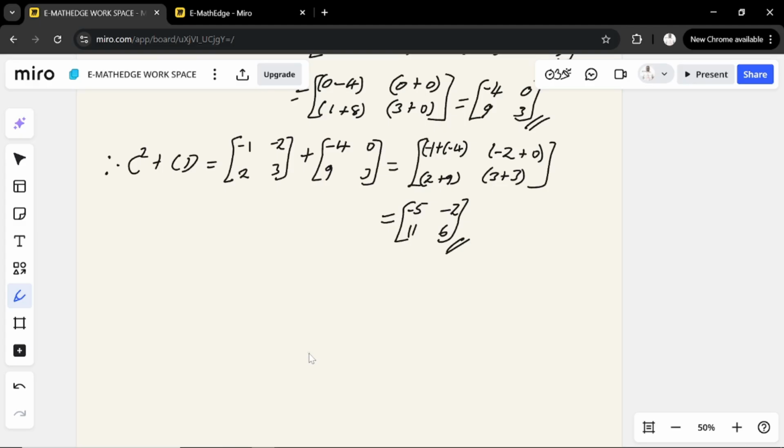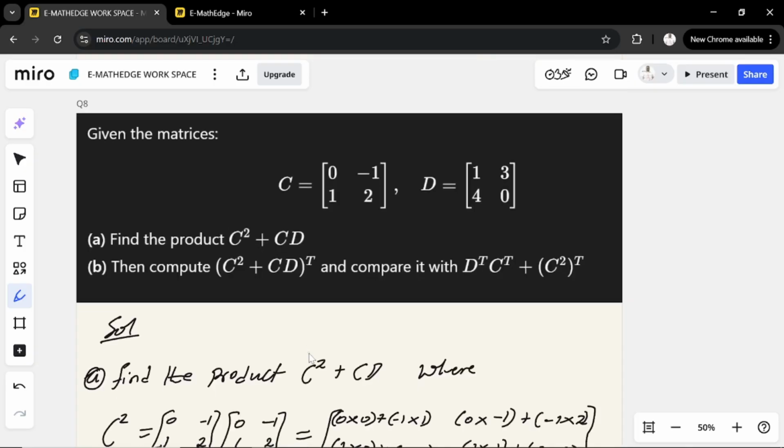Now we are done with option E, right? So now we are going to option B. Option B said we should compute the transpose of C square plus CD, which we just obtained, and compare it with D transpose multiplying C transpose plus C square transpose. That's to say we are going to find the transpose for C, for D, and C square and add them up, and then compare it with the transpose of C square plus CD, which we just obtained.